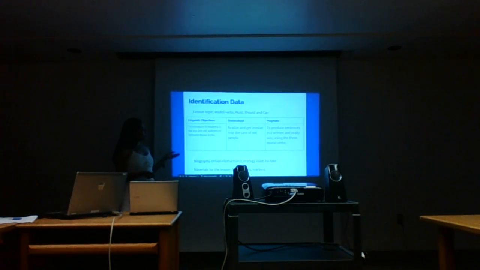In the social-cultural objective, we get involved in the care of old people because we are going to explain how we are introducing their real context. I mean, why are we talking about old people at this moment, and how can we link these modal verbs? Furthermore, we're going to check. And the pragmatic one is to produce sentences in a written and oral way using the three modal verbs.